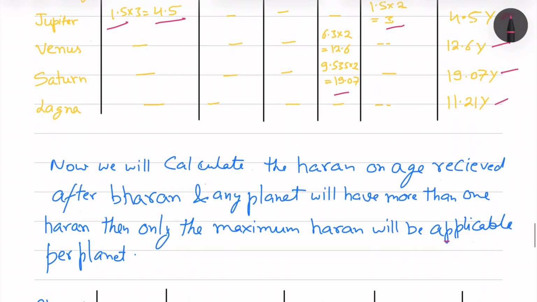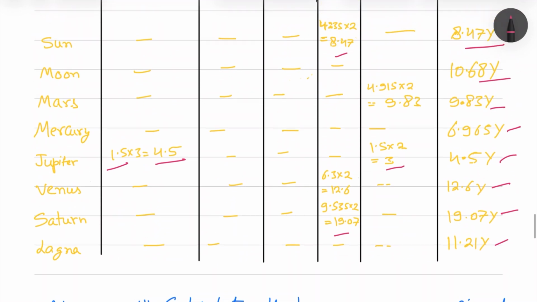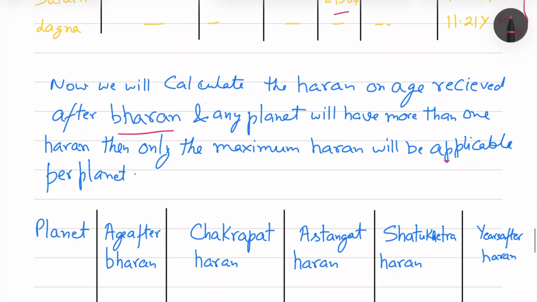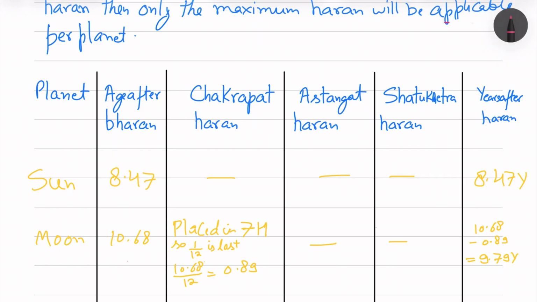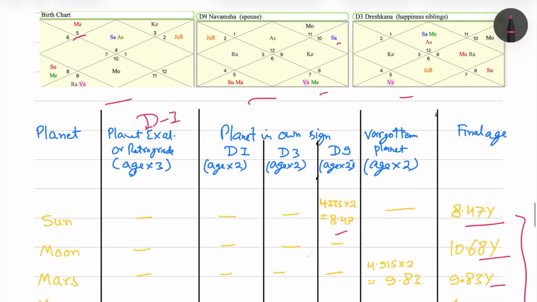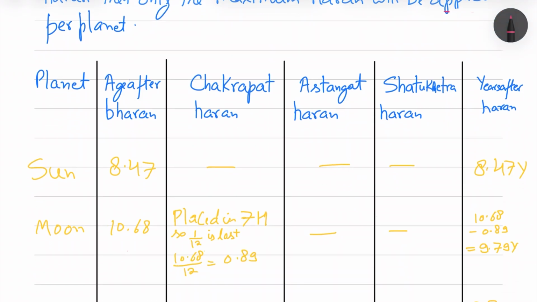After that, we will apply the Haran. We calculate the Haran on the age received after Bharan. So whatever age value we have received here, we'll apply Haran on those. And if any planet is having more than one Haran, then only the maximum Haran will be applicable. Chakrapath Haran, we know that if it is in the visible half, so Sun is not in the visible half, Sun is not applicable. Moon is in the visible half, means 7th house, and it is a benefic, so it will lose 1/12. So, 10.68 divided by 12 is 0.89.